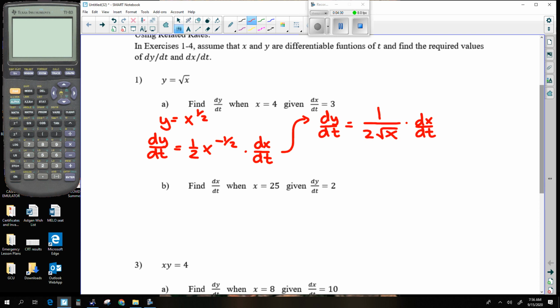Okay, so that's cool. Now they give us some values to use. They want to know what is dy dt. All right, so what is dy dt when x is 4 and dx dt is 3. And so this is what, 3/4.